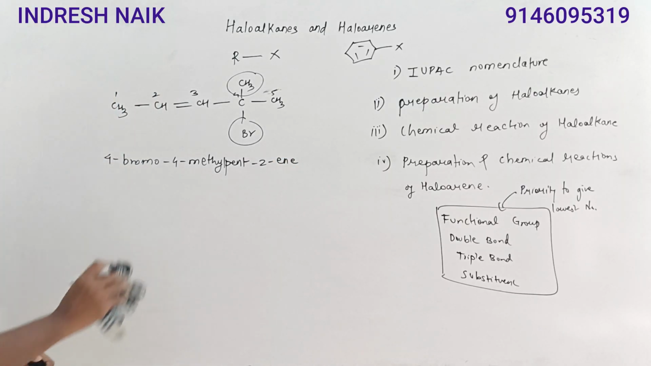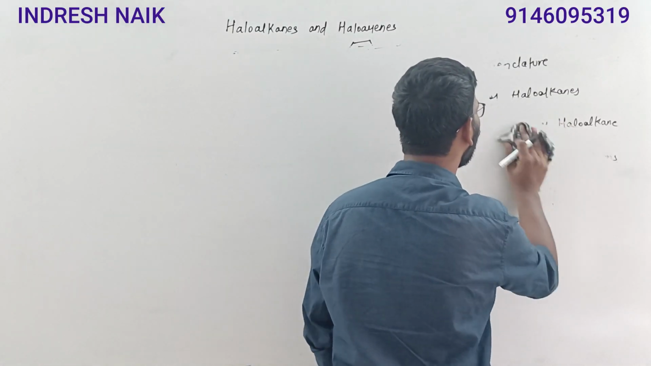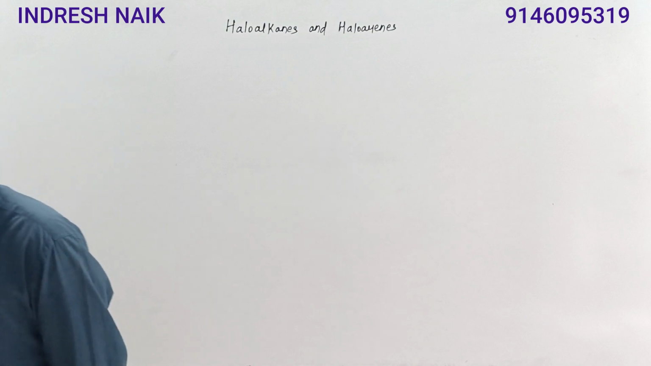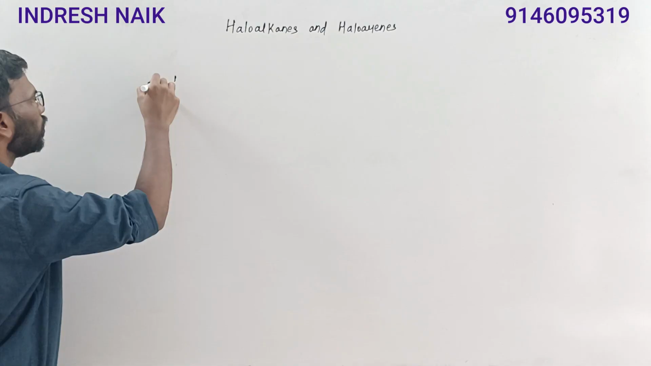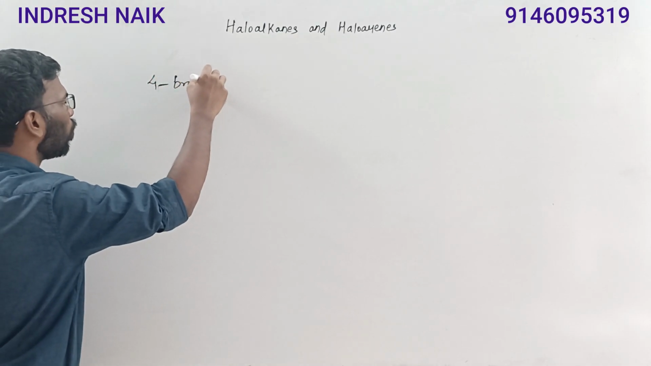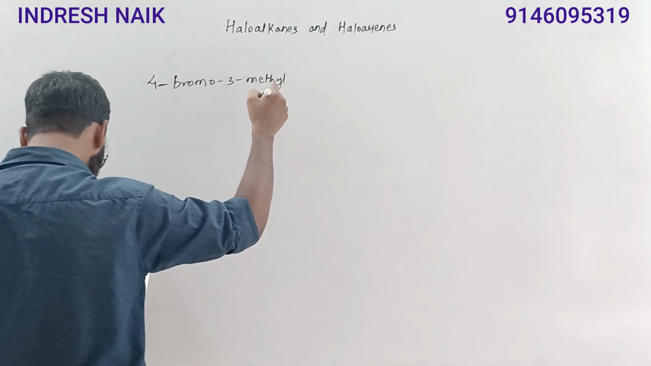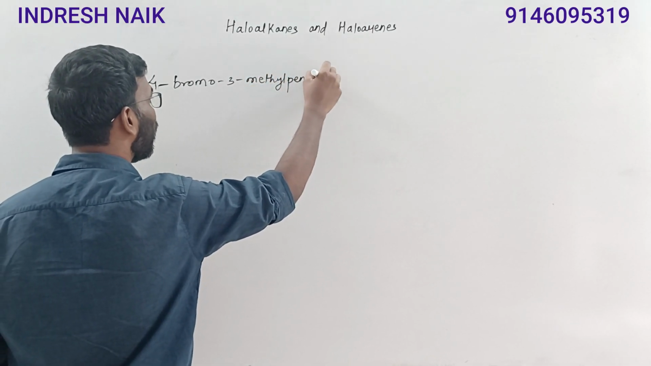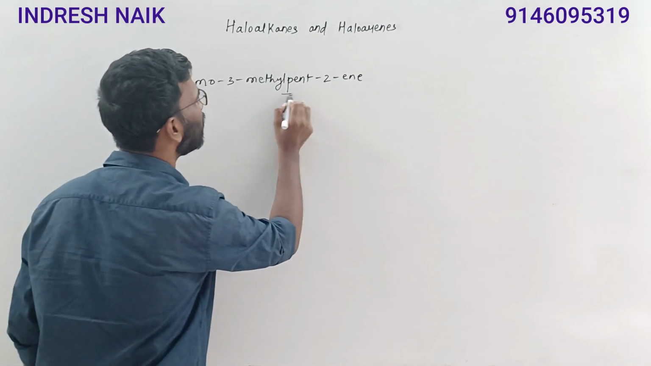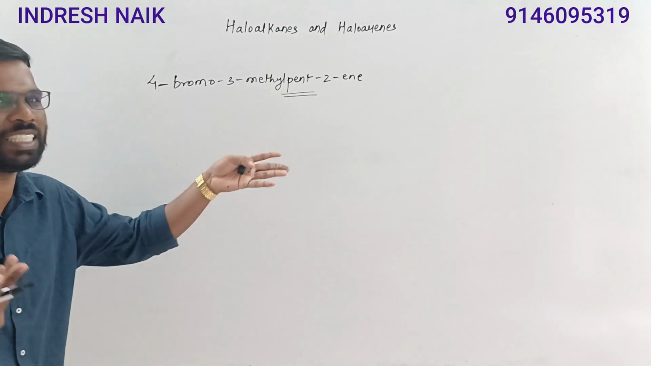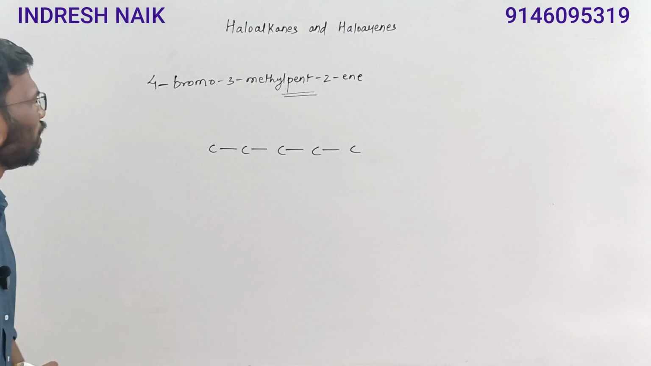Now draw the structure. The question may be to draw the structure when the name is given. You need to draw the structure of that. So over here it is given 4-bromo, 3-methyl, pent-2-ene. Now how to write the structure of this? We can see that there are 5 carbons on the parent chain because it is written pent. So we'll write 1, 2, 3, 4 and 5. Now talk about the substituents.